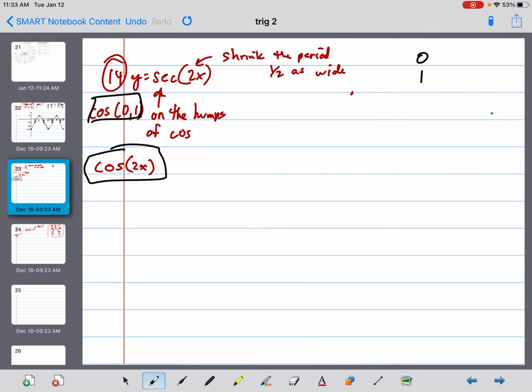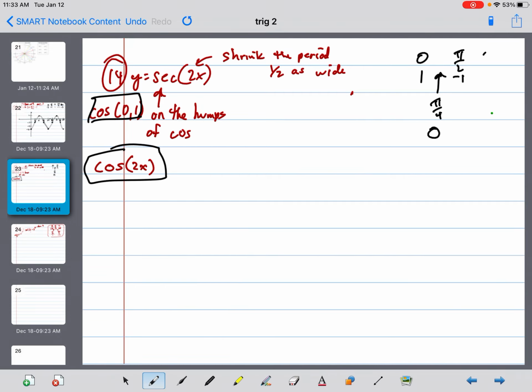And then at pi over 2, 2 times pi over 2 is pi. Cosine of pi is negative 1. So this is going to be down at negative 1 at pi over 2. Right in between here is pi over 4, and at pi over 4, it's going to be at 0.